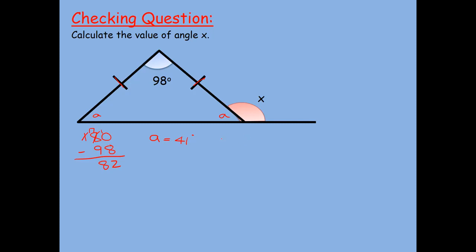So to find X then, because they're angles on a straight line, we know that A plus X must add up to 180. So if we get 180 again, take away 41, that will give us the size of X. So we've got 9 there, 3. So X must be 139 degrees.